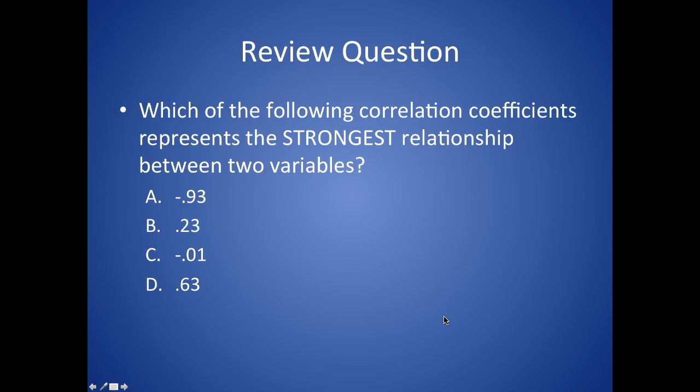So which of the following correlation coefficients represents the strongest relationship between two variables? If you look at that, you should be able to tell that it's 0.93, minus 0.93. It's the 0.93 that determines the degree of relationship without reference to the direction of the relationship.